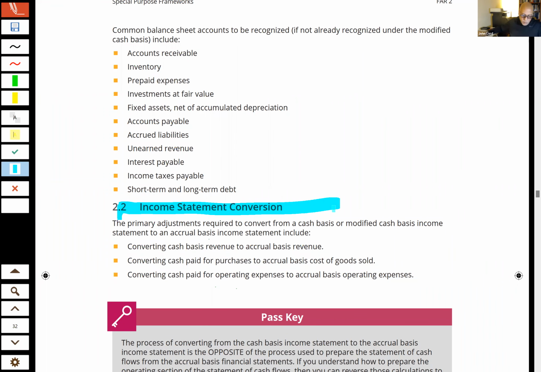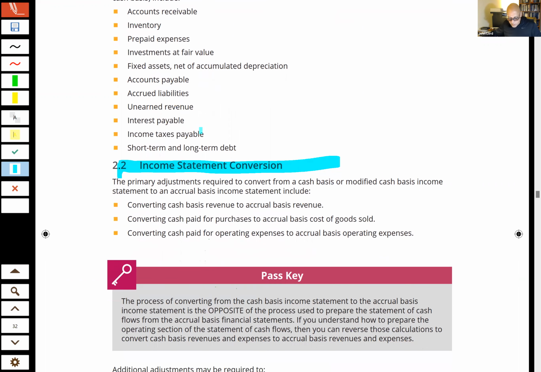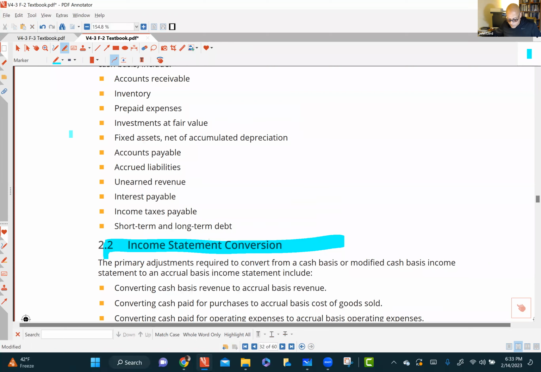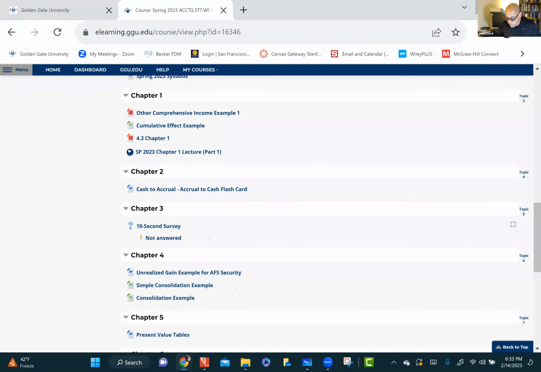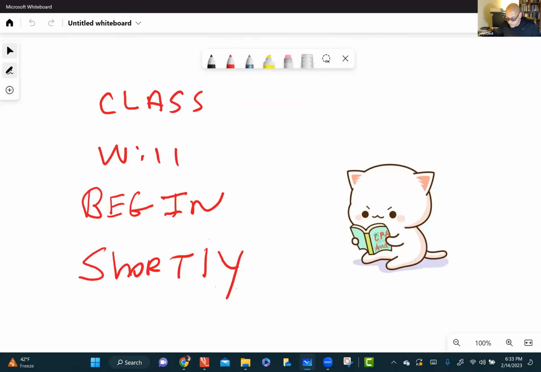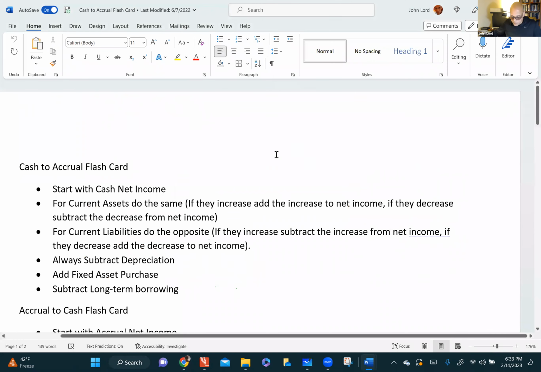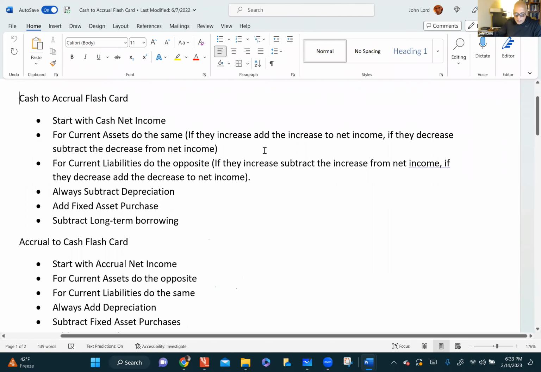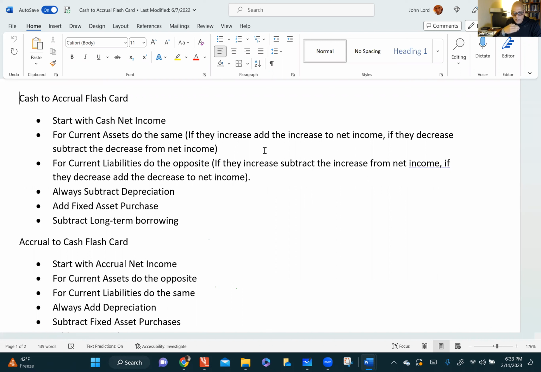So what I want you to do is look at, and of course, I have to search for it to find it. Right here, because I can never find it on my taskbar. What I have is the flashcards for how to go from cash to accrual, how to go from accrual to cash. For both, you would start with whatever they're giving you, the net income.